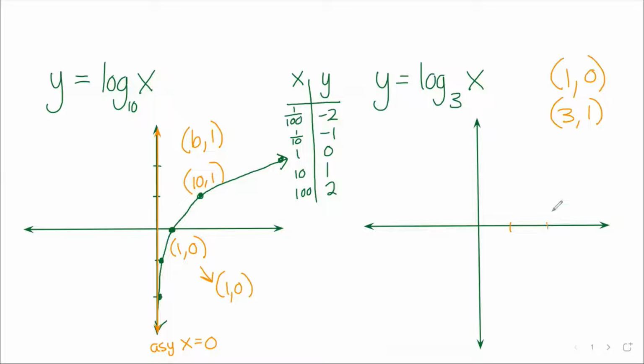So I'll put them in here. We have when x is 1, y is 0. When x is 3, y is 1. We know that we're always going to have that asymptote on the y-axis at x equals 0. Draw that in there.